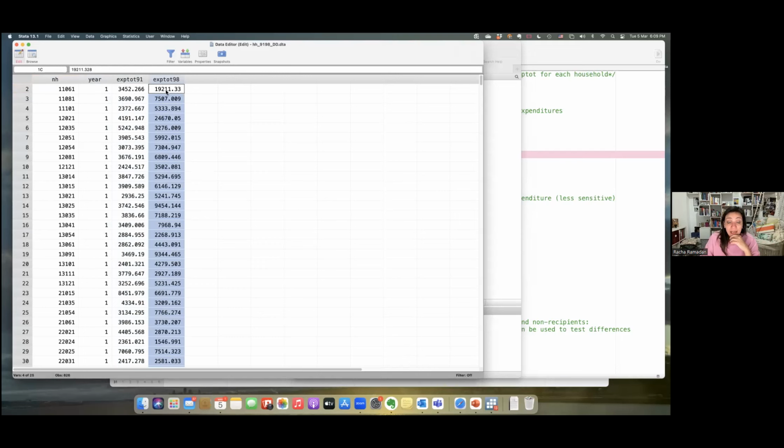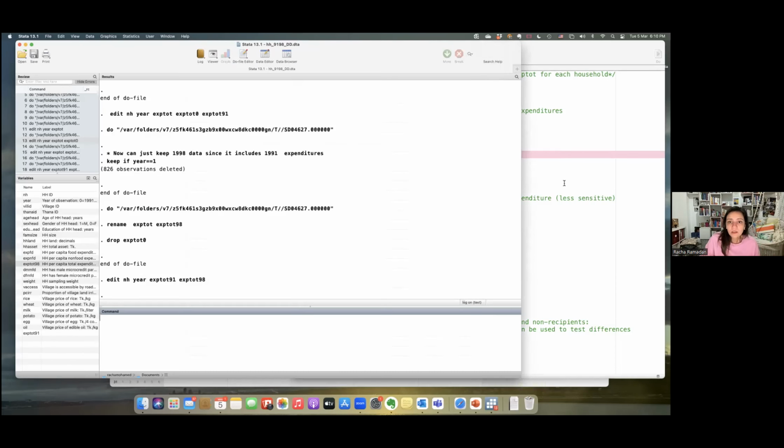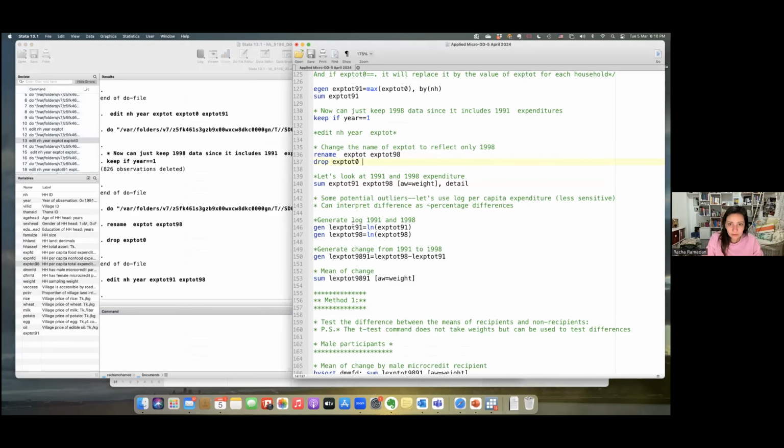So now I can calculate the difference between the two expenditures, and simply the difference between the 2 years will show me the evolution over time, which I can use just to start at the beginning, without knowing whether this is related to being a beneficiary of the microcredit program or not. So here I can also drop year. Okay.